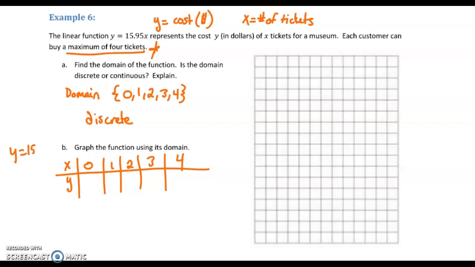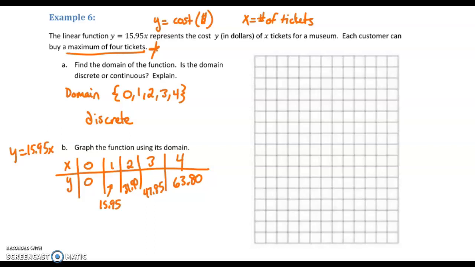So y equals 15.95x. So if you plug in 0, I should have made that wider, sorry, you get 0. If you plug in 1, you get 15.95. If you plug in 2, you get 31.9. If you plug in 3, you get 47.85. And if you plug in 4, that means you bought 4 tickets, you pay $63.80. It shows up 63.8, but since we're talking dollars, we want to go out 2 decimal places.